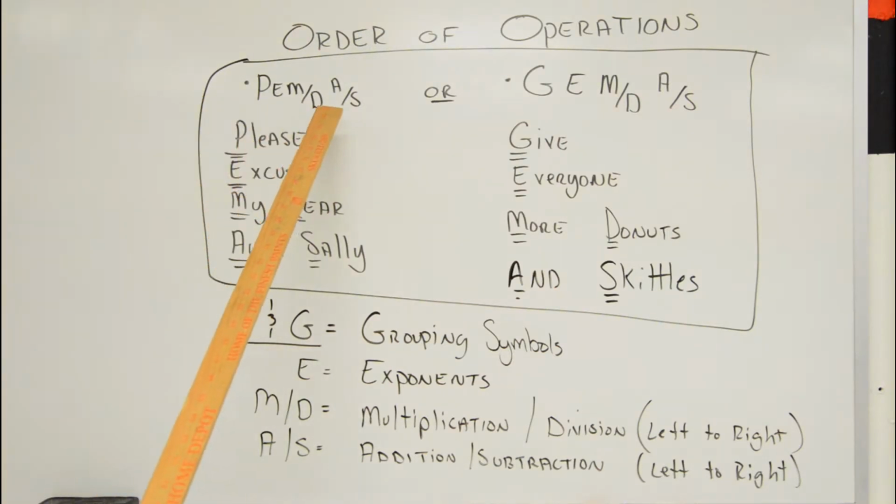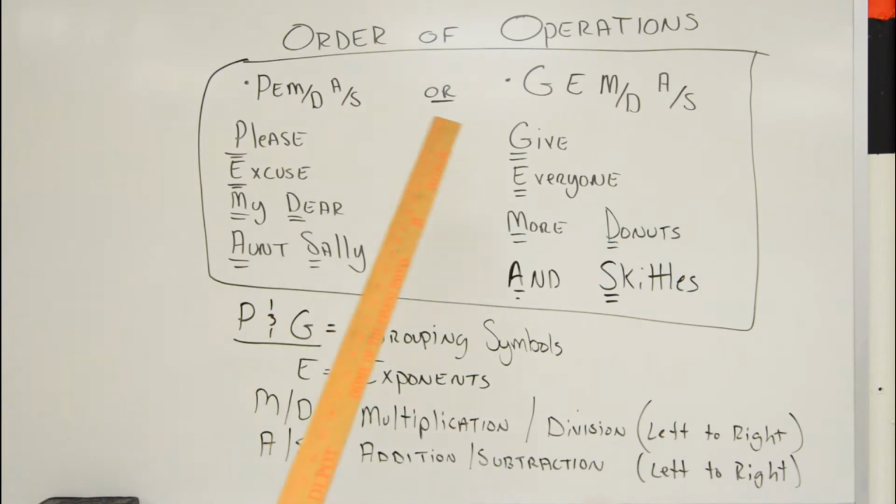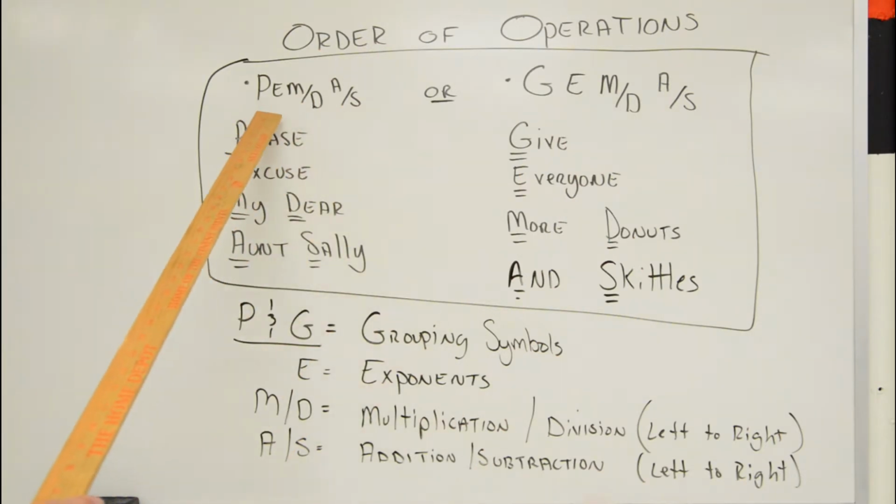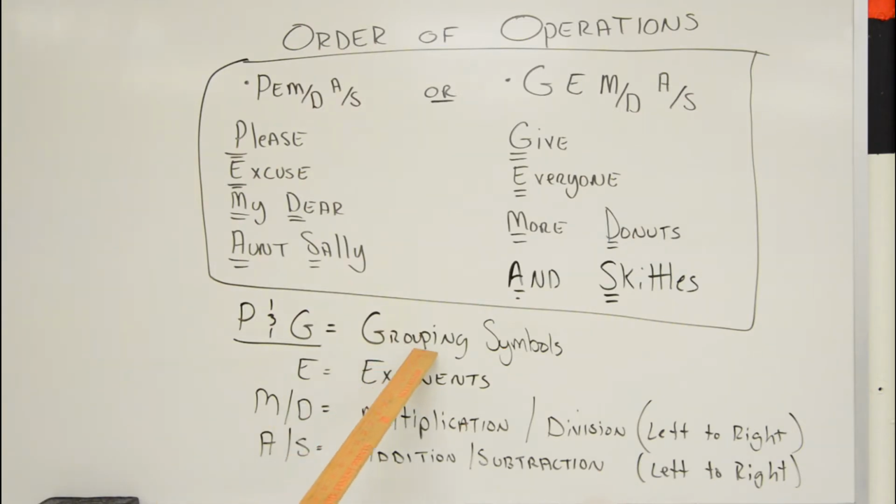A lot of people go with PEMDAS. I've seen GEMDAS now. PEMDAS is what I grew up with. Please excuse my dear Aunt Sally. GEMDAS, I made something up. Give everyone more donuts and Skittles. People like sweets. So at the end of the day, though, the P and the G refer to the same thing. That's grouping symbols. And I'll show you here soon what the symbols are and what they stand for and what you do with them.